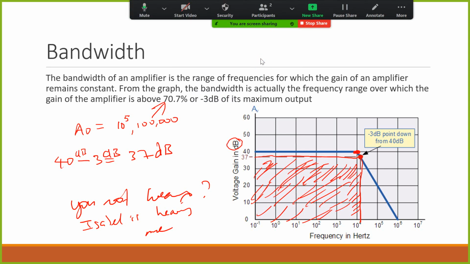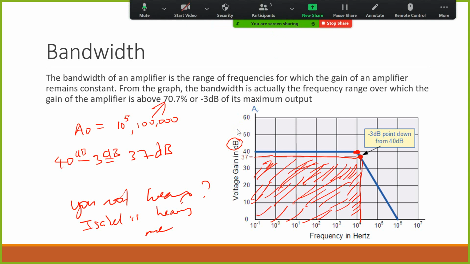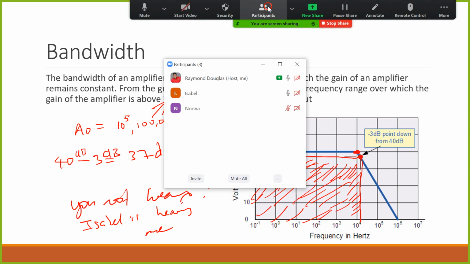But Isabel, do you think you understand what's going on here as it relates to what I would have to go through to find the bandwidth? This is only one way, by the way, of finding the bandwidth. You think you can manage that? Yes, sir. The bandwidth is just the range of frequencies.